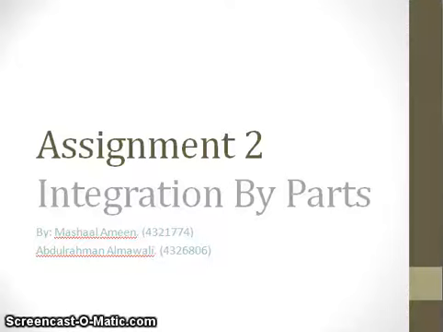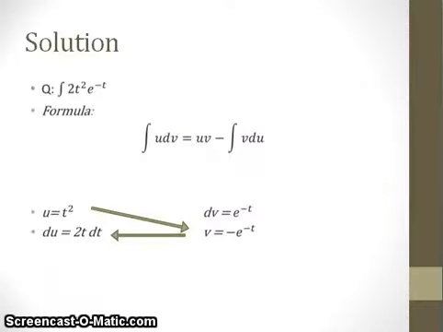Hello guys, today you're gonna learn how to integrate by parts. Our question is integrate 2t squared times e to the power of negative t.